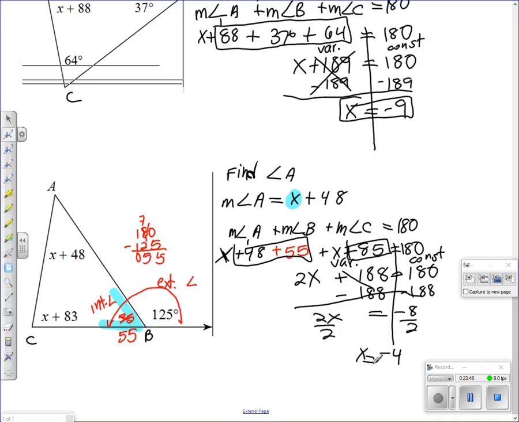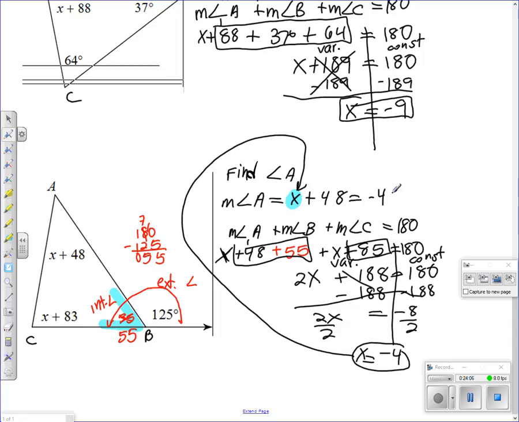Okay. Now the question is not what is x. The question is what is the measurement of angle A. So now I'm going to take my answer and go back over here, and where I see the x, I'm going to put the number in. So instead of x, I'm going to put in negative 4 plus 48. Negative 4 plus 48 will give you 44. So the measurement of angle A is 44 degrees. That's what they're asking for, so that is my answer. Angle A is 44 degrees.